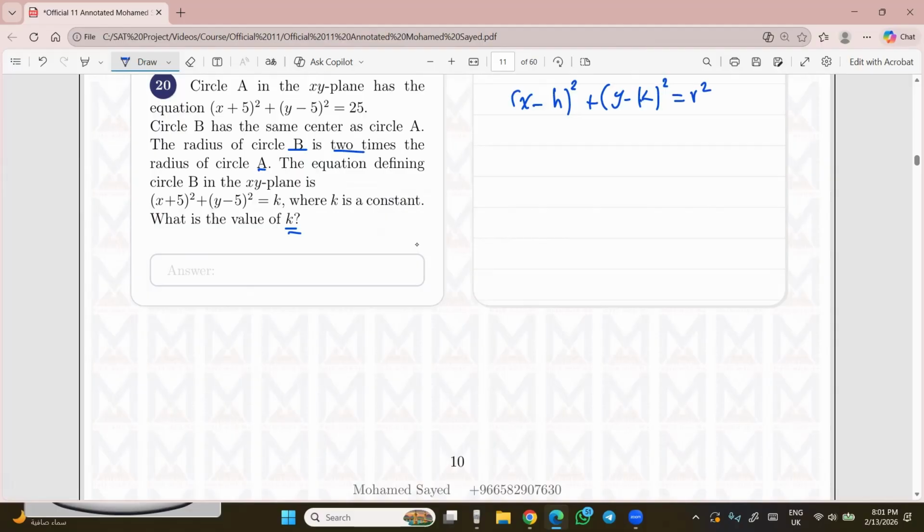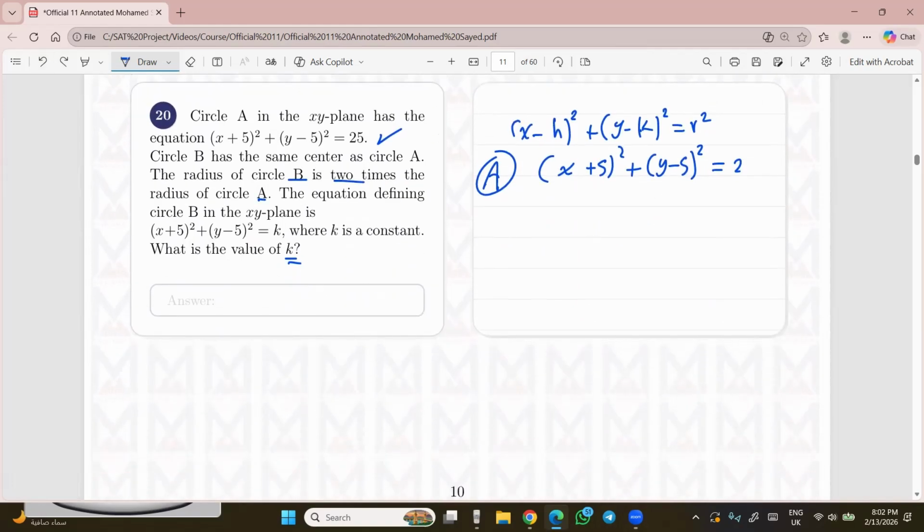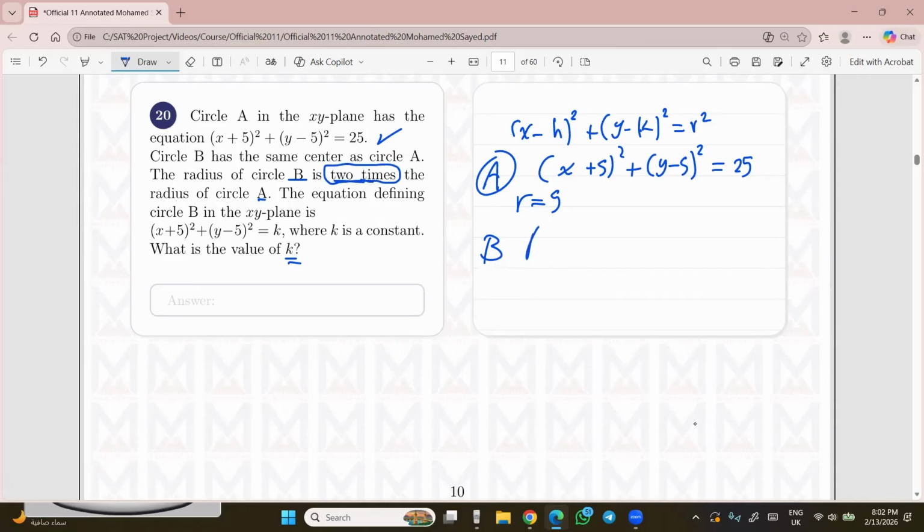So if you want to consider circle A, x plus 5 all squared plus y minus 5 all squared is equal to 25. This means that r squared is equal to 25, which means r is equal to 5. You need to get the square root because r squared is equal to 25, not only r. So r of this circle is equal to 5. But in B, we have something different. In B, the radius is doubled, 2 times. So capital R is equal to 2r, double this, which makes it 10.